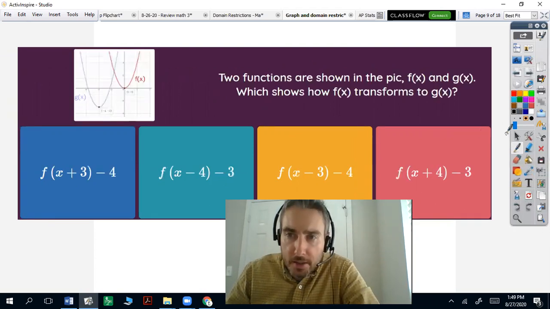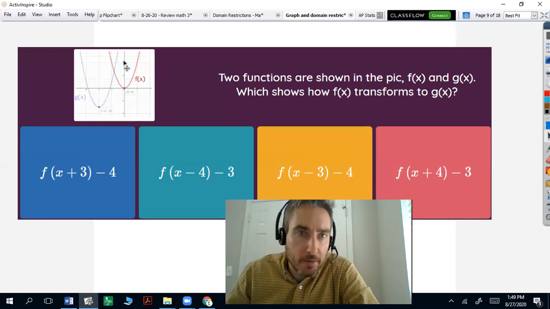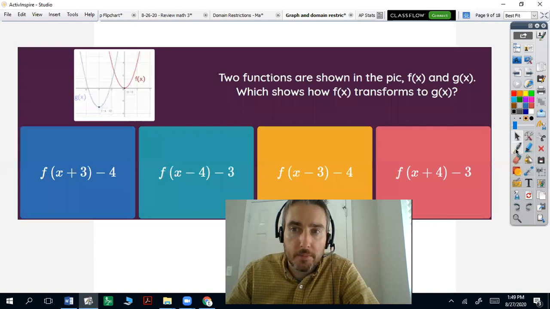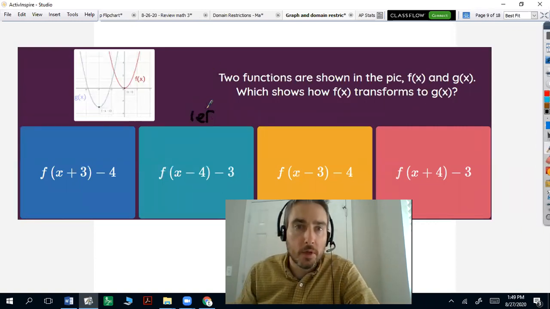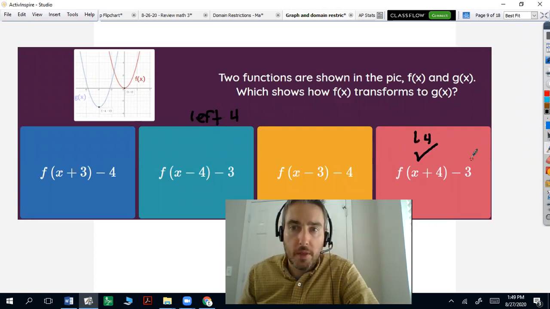Another one, this one's kind of hard to see, but it says, how are the functions transformed? F of x is the red function, and g of x is the blue. And it does go left and down. Well, it goes left 4 and down 3. Now, if I'm going left 4, then I want to add 4 in the parentheses. And then the minus 3 at the end would be down 3.